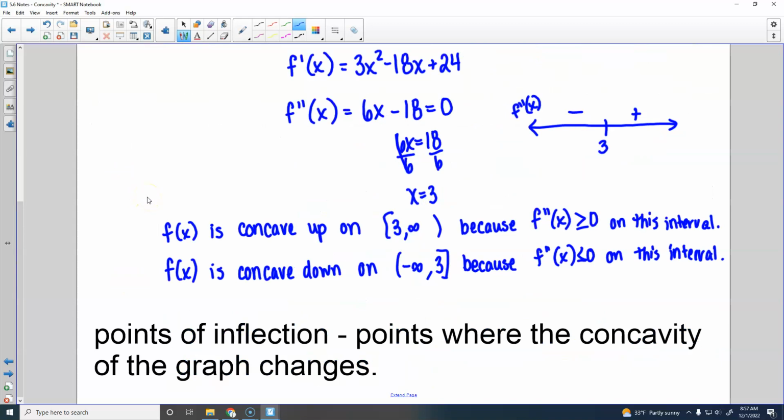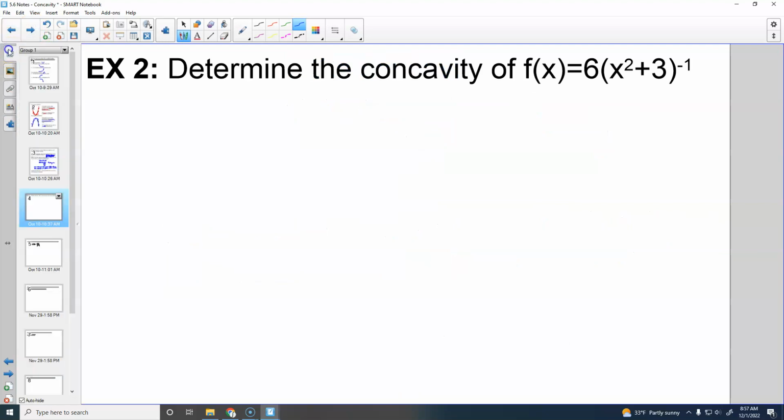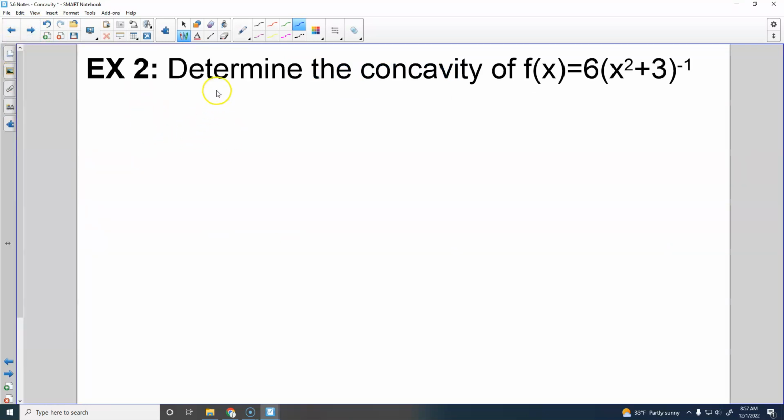Okay, questions? All right, let's look at some more here. So we are supposed to determine the concavity of 6 times x squared plus 3 to the negative 1. So you could get rid of that negative exponent, but then you're going to have to use quotient rule. I would take the derivative like it is here.